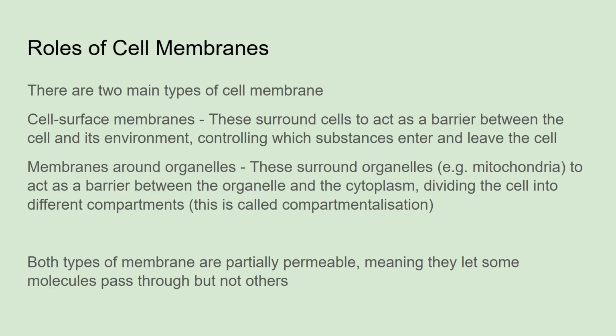Now on to the roles of cell membranes. So there are two main types of cell membranes: cell surface membranes, which surround cells and act as a barrier between the cell and its environment, and they control which substances enter and leave the cell. And we have membranes around organelles, and these surround organelles, such as mitochondria, to act as a barrier between the organelle and the cytoplasm, dividing the cell into different compartments. Both types of membrane are partially permeable, meaning they let some molecules pass through, but not others.